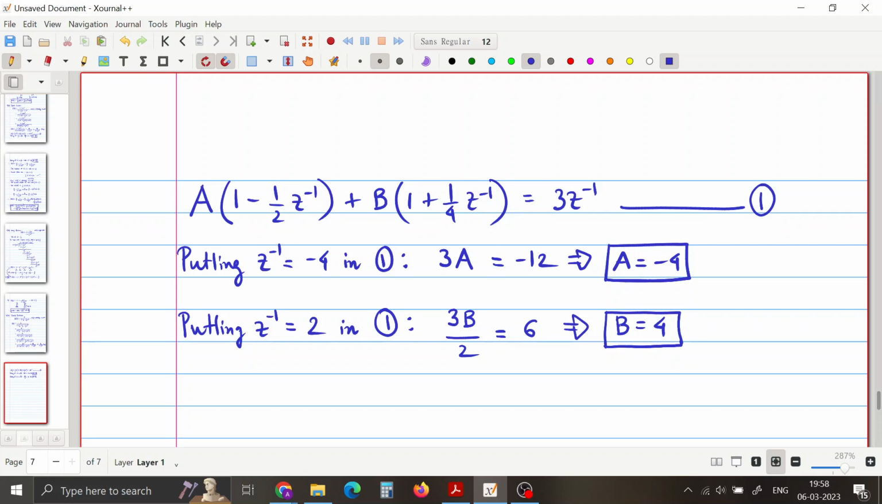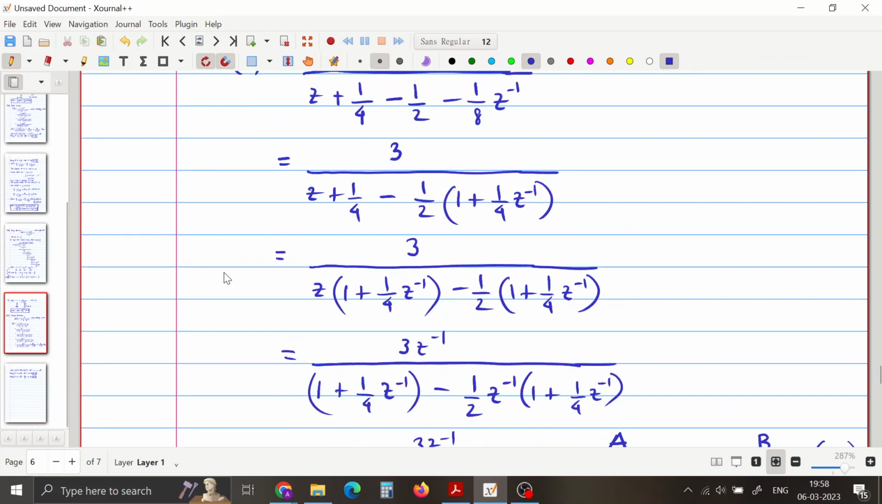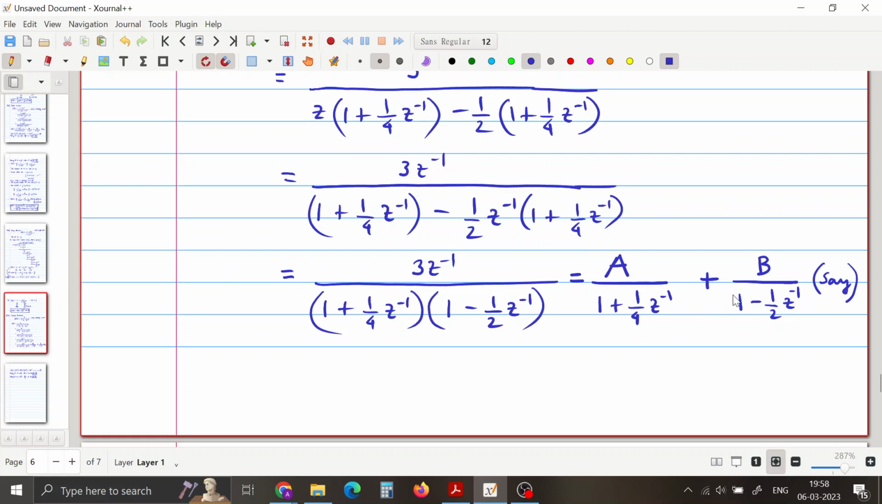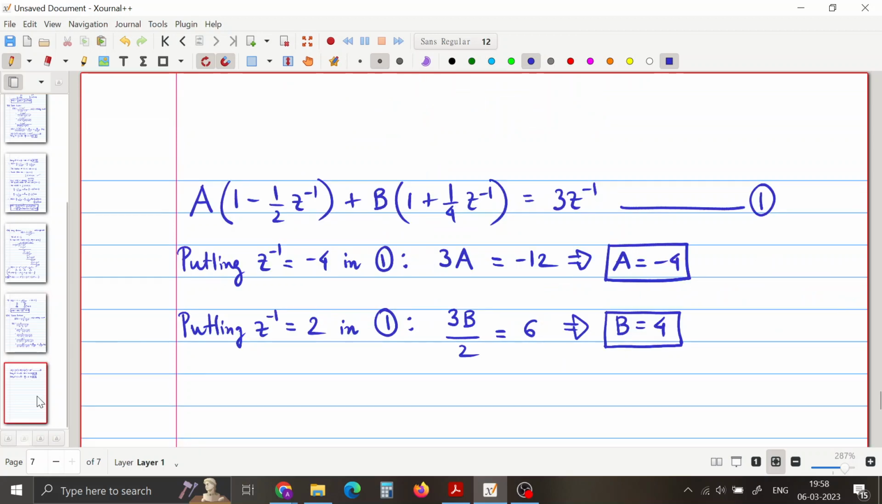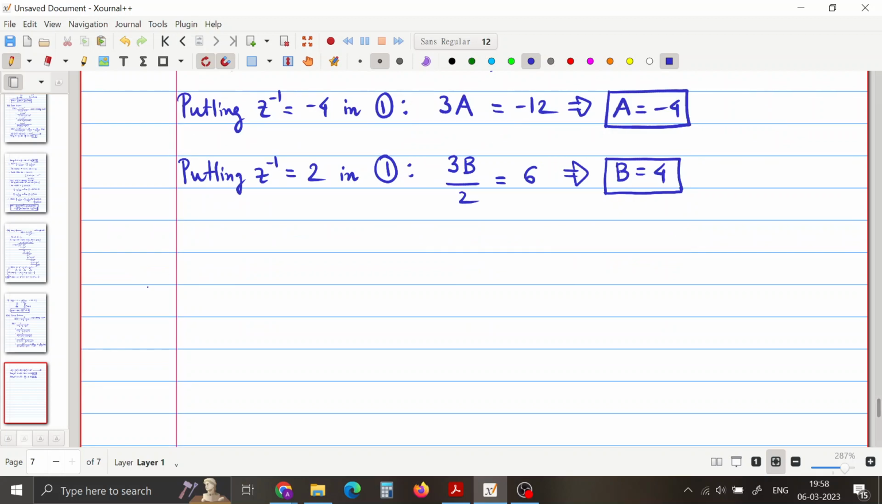good. And now, having found the values of A and B, we can just substitute it in this form here. So let's do that. So we get our X of z as A is minus 4 over 1 plus 1/4 z inverse plus B is 4 divided by 1 minus half z inverse.